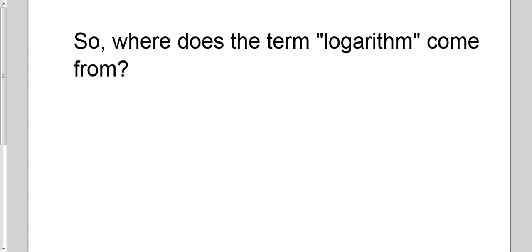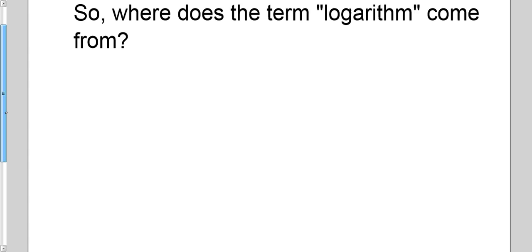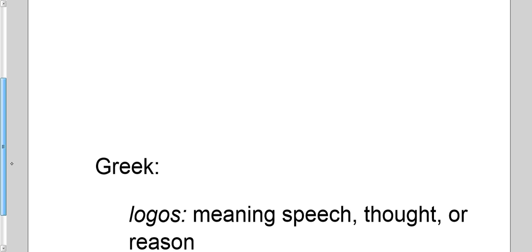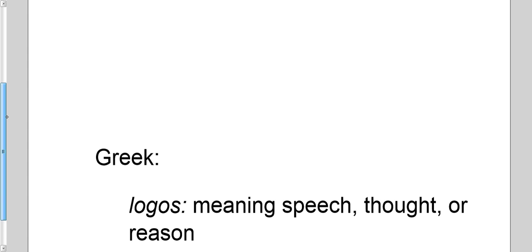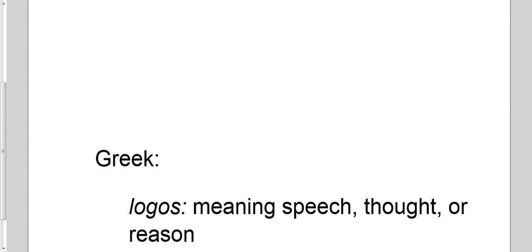Now I ask you, where does the term logarithm come from? It comes from Greek. The log comes from the word logos, which is Greek for speech, thought, or reason. The word logic comes from logos. The word dialogue, meaning to have a conversation, comes from logos.